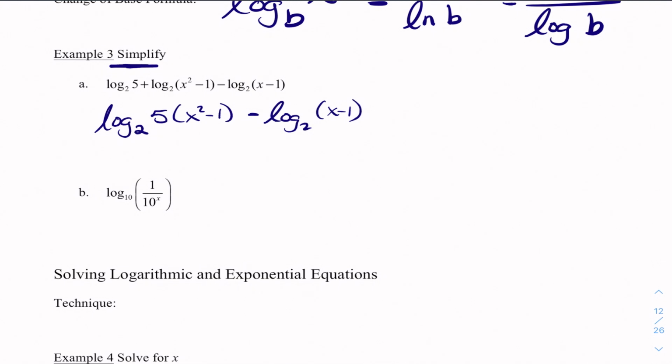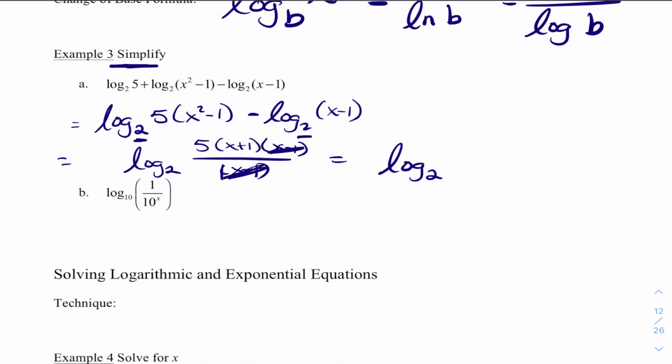Subtraction, when we have like bases, will turn into division. So we would have log base 2 of 5, and I'm just going to break that difference of squares into conjugate pairs. And now we have one log with a quotient and a product on the top. Now we can simplify this fraction, and this just turns into log base 2 of 5 parentheses x plus 1.